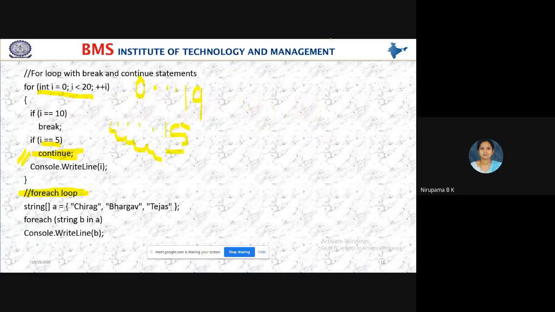So see this example. Here I have declared a variable A, which is of string type. Here I have taken 3 string variables: Chirag, Bhargav and Tejas. 3 names I have declared in the string variable A.